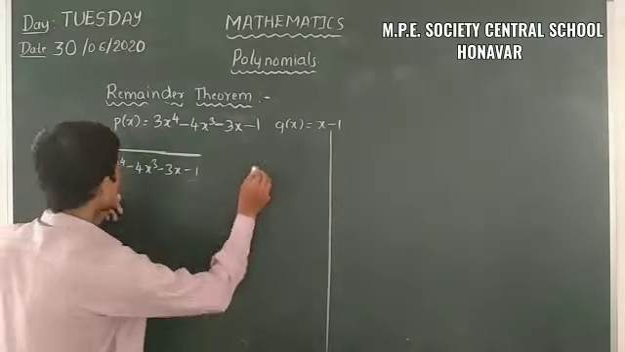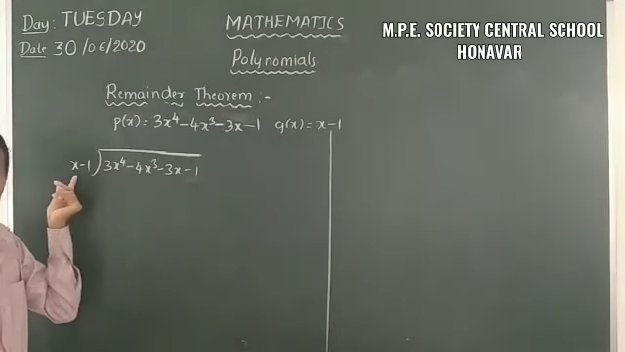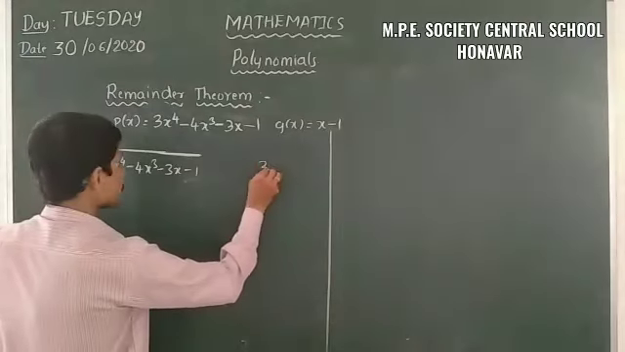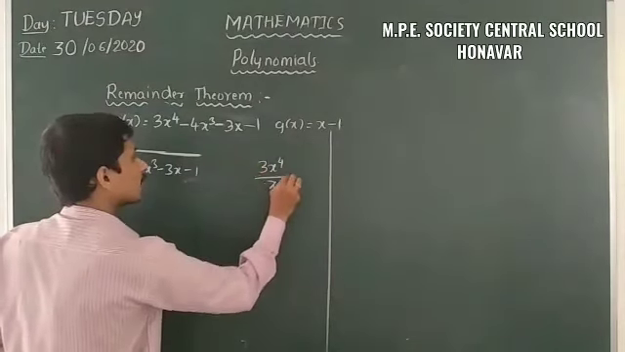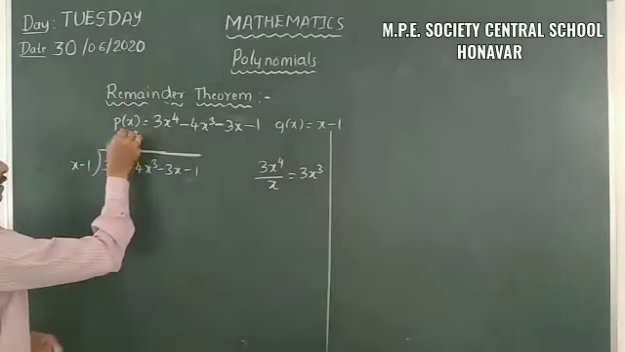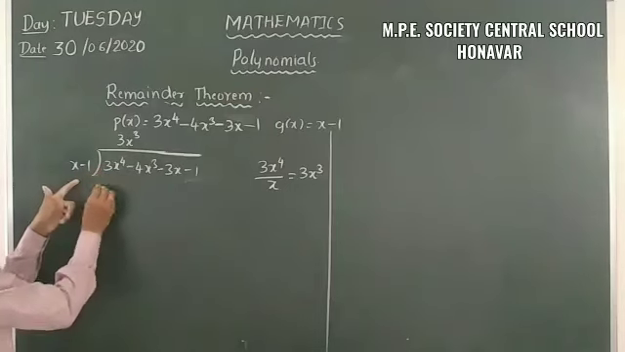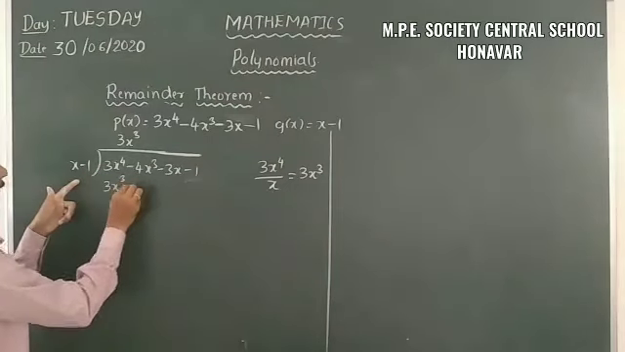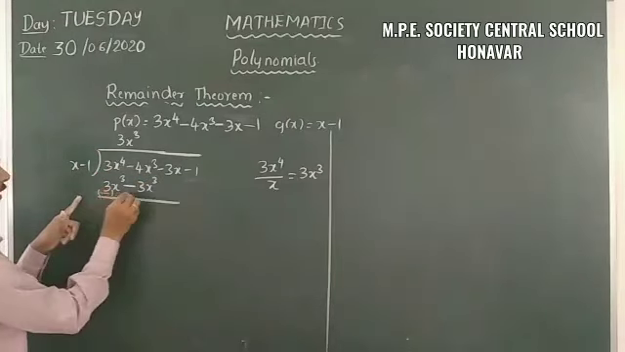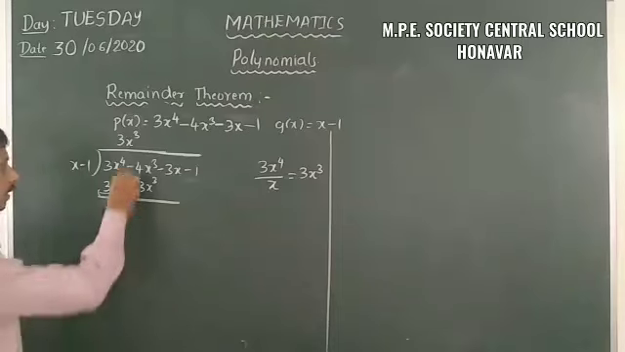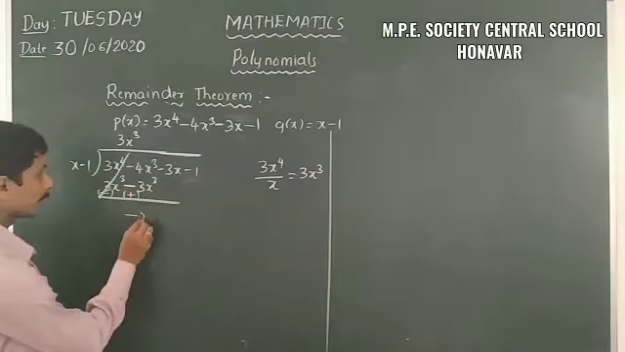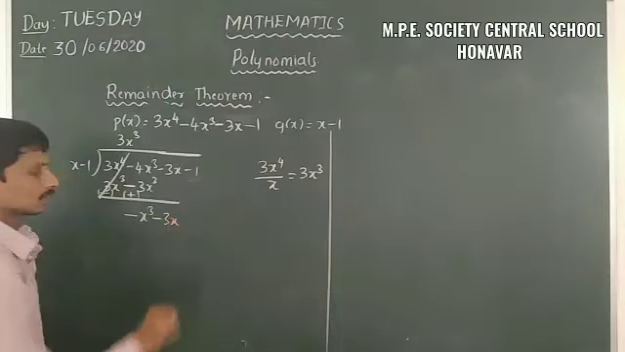I will take 3x raised to 4 and here x, the first term of the dividend and the first term of the divisor. 3x raised to 4 divided by x is equal to 3x cube. Here I will write 3x cube. Then we have to multiply 3x cube by x minus 1. The minus term becomes a plus term, so I will change the sign here. It will get cancelled out. Then plus 3x cube minus 4x cube means minus x cube, minus 3x.